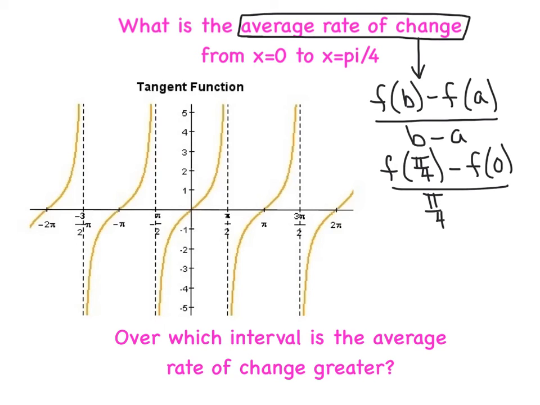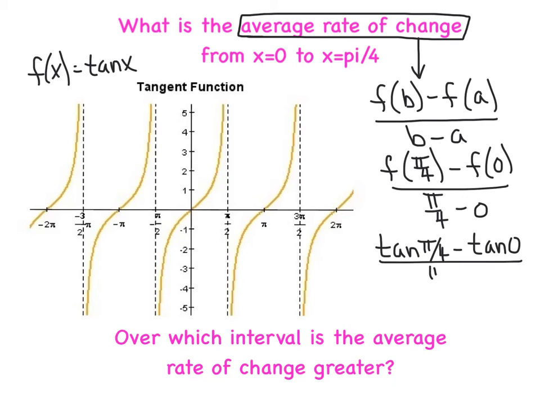all over pi over 4 minus 0. Now when I say f of pi over 4, what I'm really saying here is, because we're dealing with a tangent function where f of x equals the tangent of x, f of pi over 4 is the tangent of pi over 4 minus the tangent of 0. And of all those trig values we had to memorize, I'm going to tell you tangent of pi over 4 is our friendliest one. That just happens to have a value of 1. The tangent of 0 is 0.